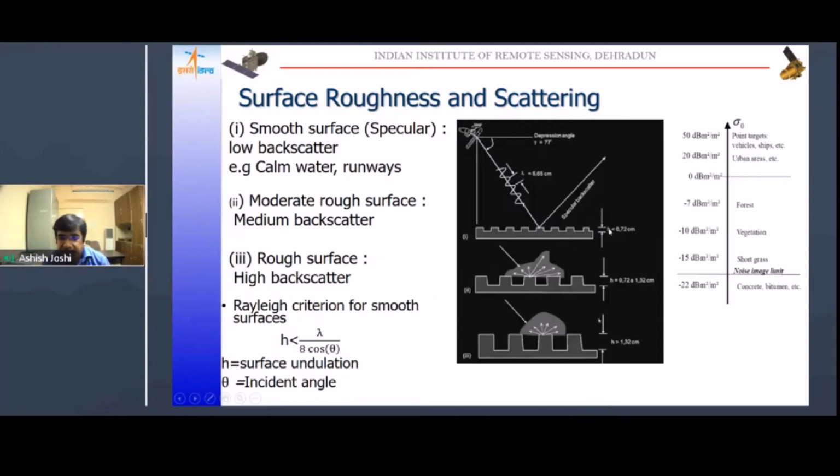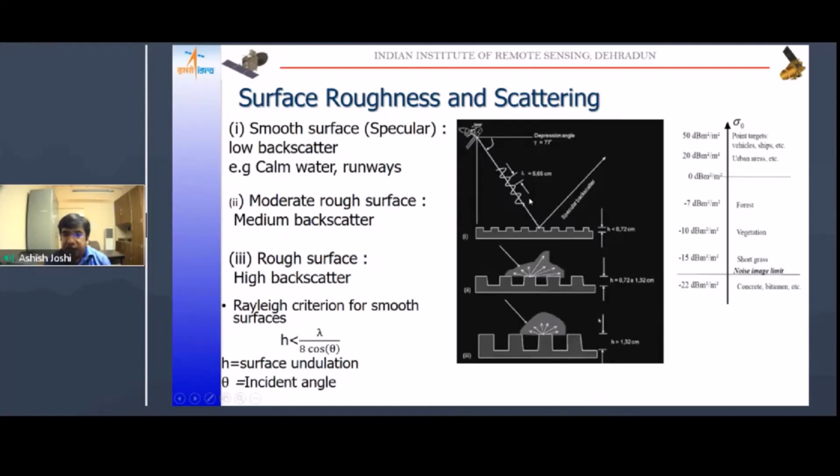So if h is less than 0.272 centimeter, for lambda of 5.65 centimeter at this incidence angle, this will act as a specular reflection. Means there is very low backscatter, but for this one we have moderate backscatter, and for this one very high backscatter.